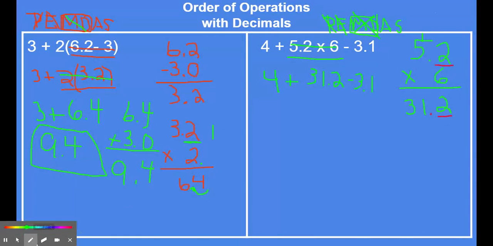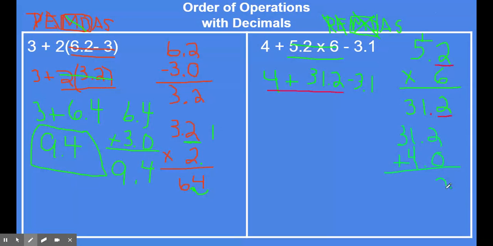So the first one I come across is this one right here. So that means I need to add 31.2 plus 4. Now, where's the 4 going to go? It's the whole number 4. It needs to go in the ones place. So it's going to go right here. And if I want to put a decimal and a 0 right here, I could.